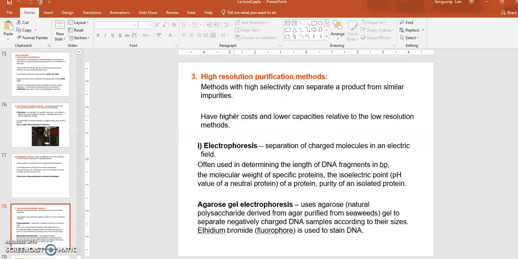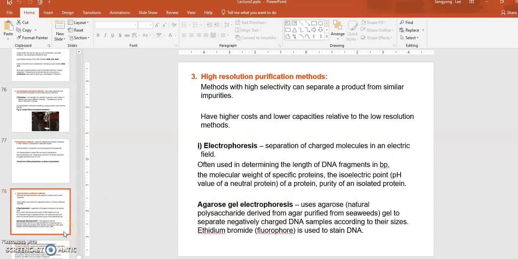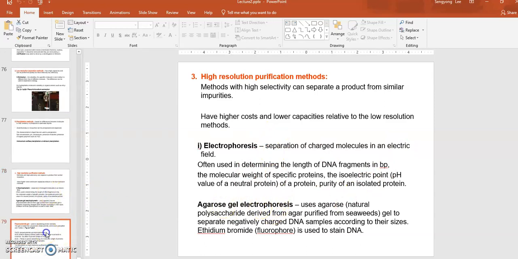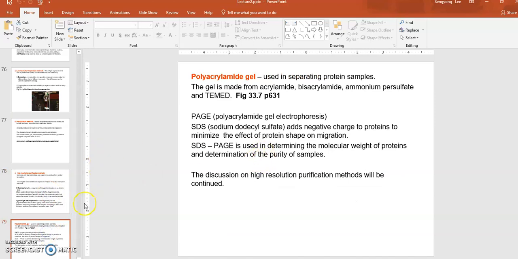And then high resolution methods are more expensive, but they allow you to separate out molecules that have similar properties and characteristics. Examples are your gel electrophoresis. DNA molecules that have similar sizes can still be sorted out and separated out if you do electrophoresis. We already talked about them, right? Agarose gel electrophoresis or PAGE, if you're dealing with a protein. So we already talked about those. Those are good examples.